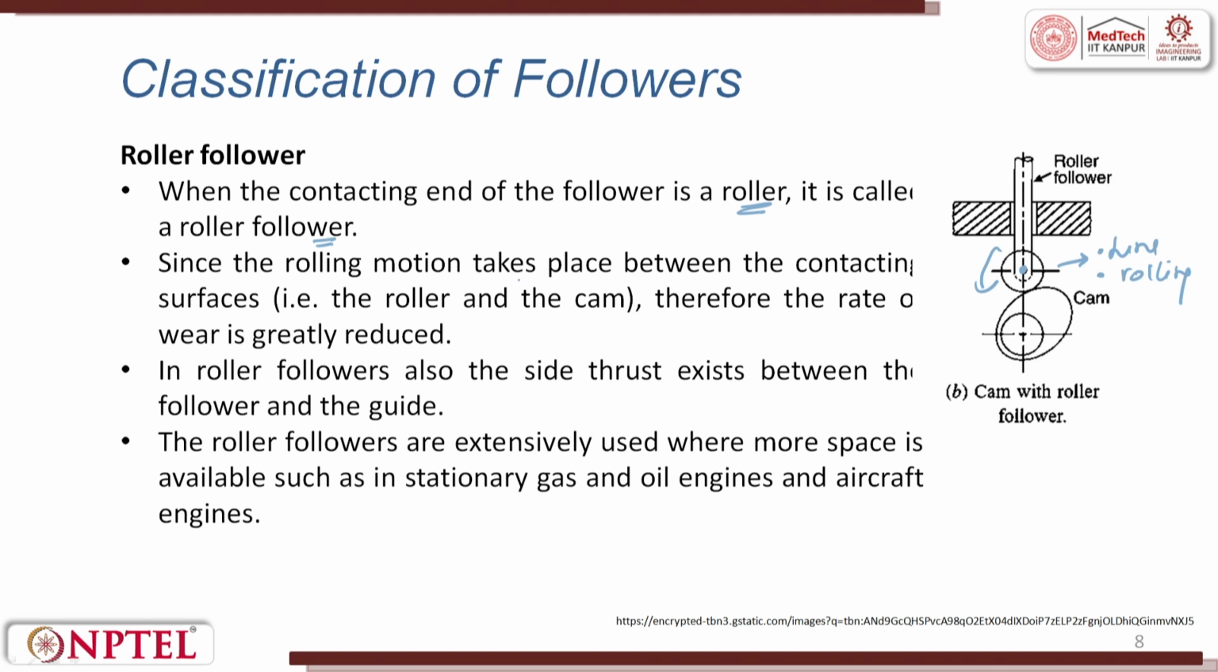Since the rolling motion takes place between the contacting surfaces, the rate of wear is greatly reduced. The roller can rotate about its axis and there is a line contact. The roller follower also has side thrust between the follower and the guide. Roller followers are extensively used where more space is available, such as in stationary gas, oil engines and aircraft engines. So, in automobiles we always try to use roller followers only.